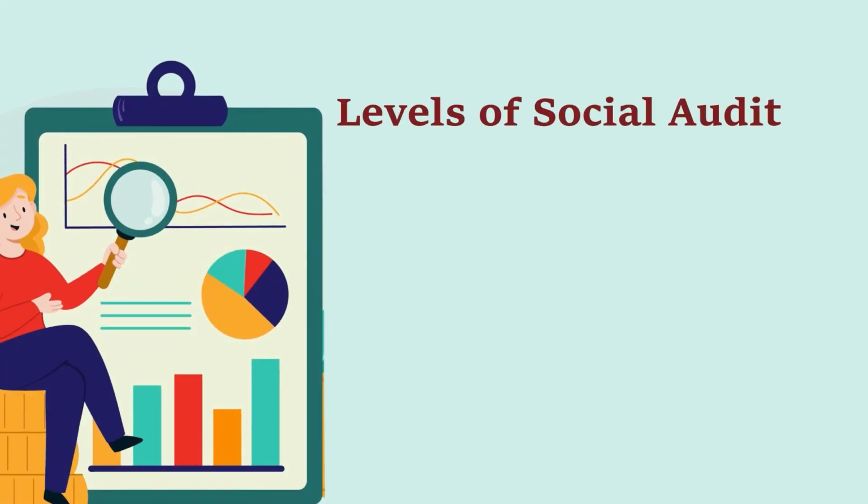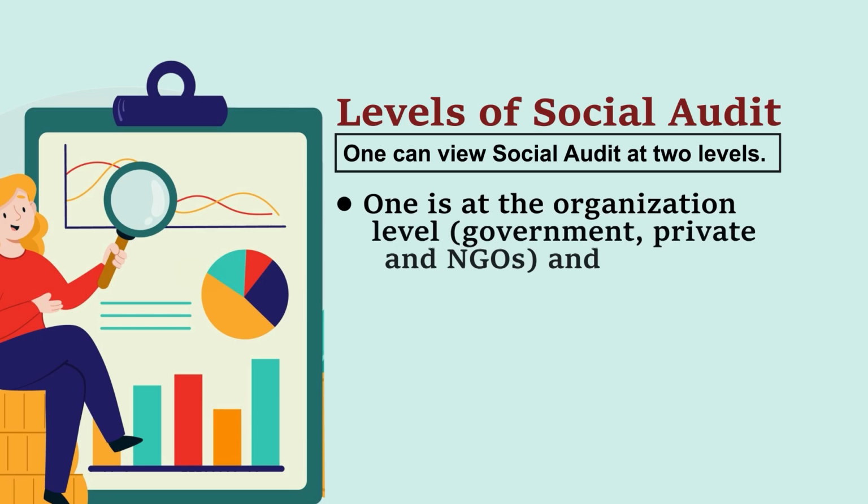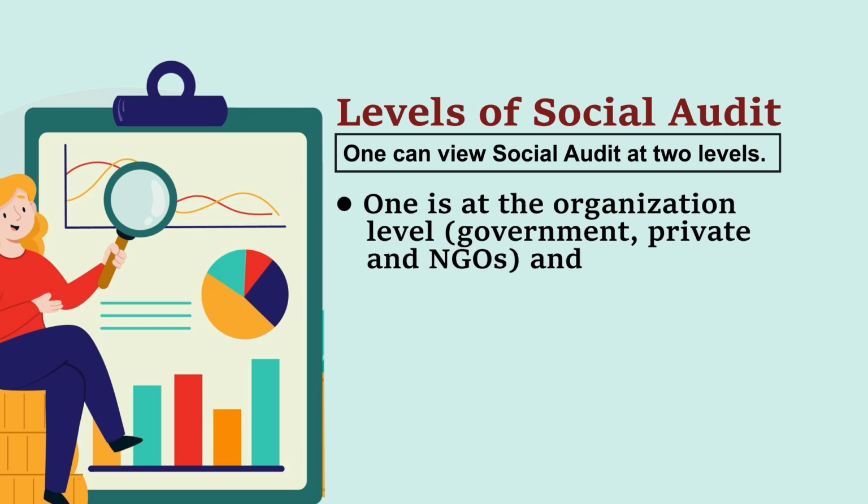Now let us see levels of social auditing. At which level one can conduct the social audit is also very important. One can view social audit at 2 levels. Level 1 is at the organizational level. In any organization we can do social auditing: government, private and NGOs.